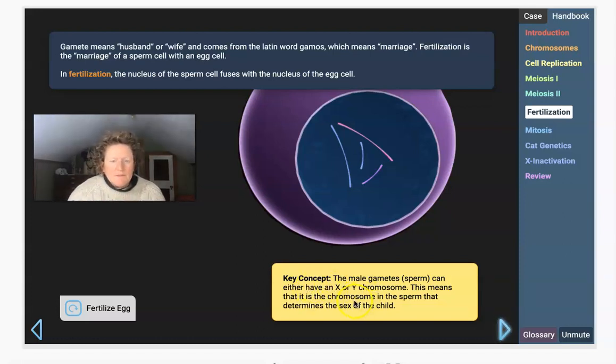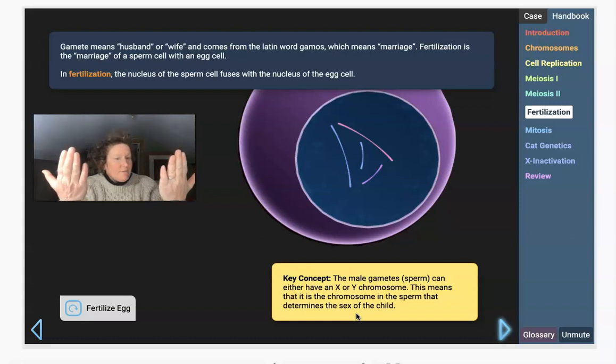The male gamete's sperm can either have an X or a Y chromosome. This means that the chromosome in the sperm determines the sex of the child. So the father either contributes a Y or an X. Mom always contributes an X. So if you get an X from dad and an X from mom, you're female. If you get an X from mom and a Y from dad, you're male.